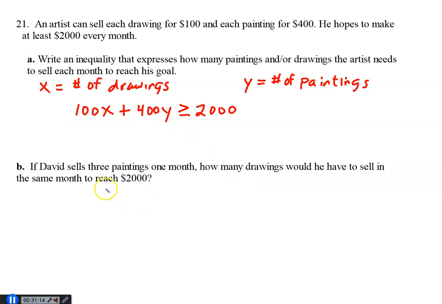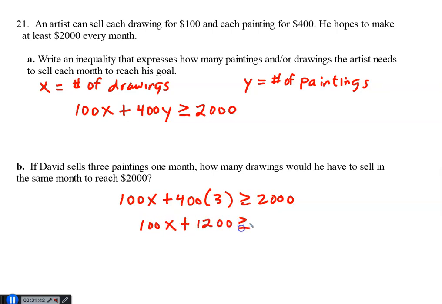That's the inequality. And then for letter B, we want to know if he does sell 3 paintings 1 month. So again, Y is paintings. We just put 3 in for Y and we'll solve for X, and that'll give us the answer for letter B. So 100x plus 400 times 3, and 400 times 3 is 1200. Subtract 1200 from both sides. 100x is greater than or equal to 800. So we get x is greater than or equal to 8.